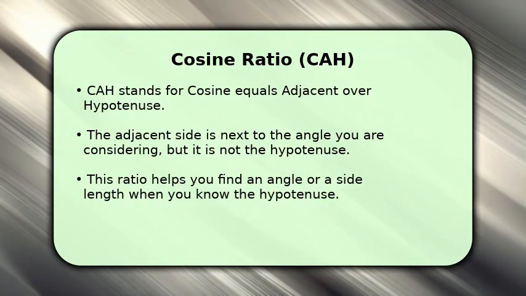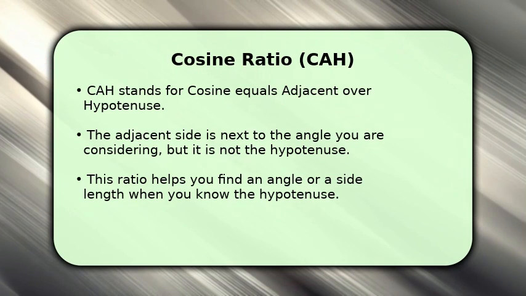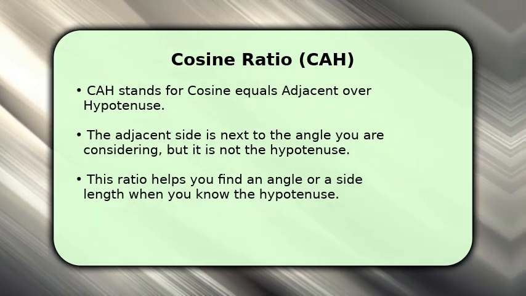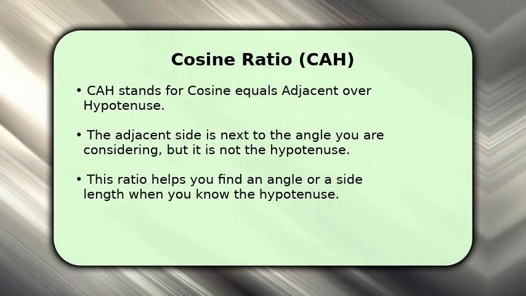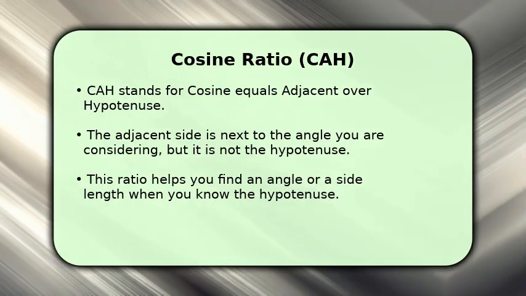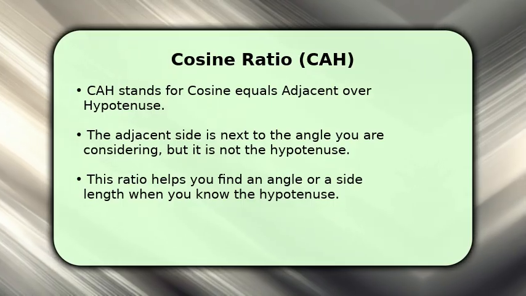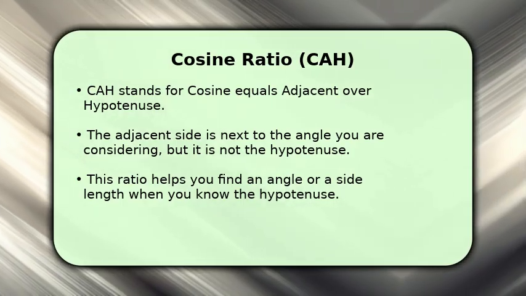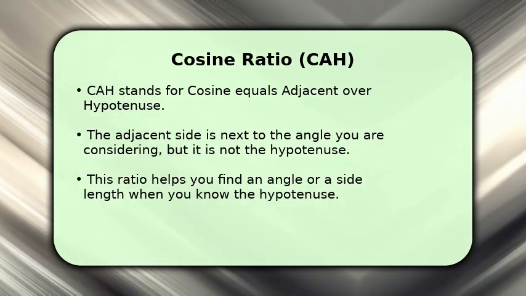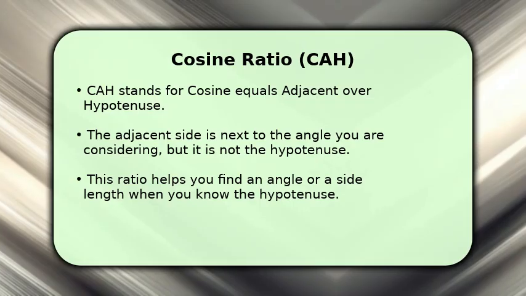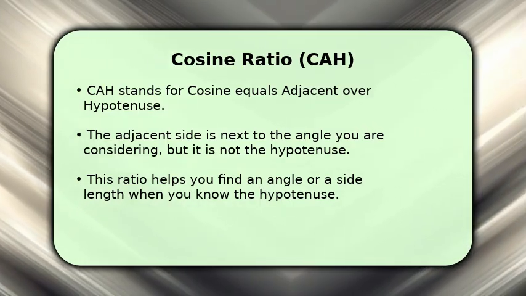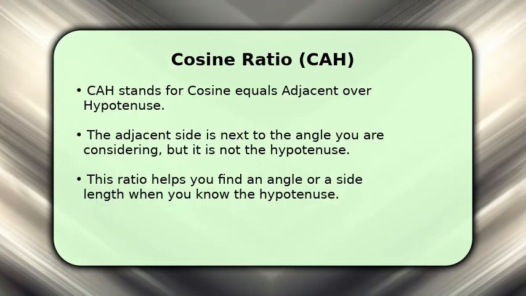Next up is CAH, which means cosine equals adjacent over hypotenuse. The adjacent side is the side that is right next to the angle you are focusing on, but it's important to remember that it's not the hypotenuse. The hypotenuse, as we discussed, is always the longest side. To calculate the cosine of an angle, you divide the length of the adjacent side by the length of the hypotenuse. This ratio is incredibly useful for solving various triangle problems.